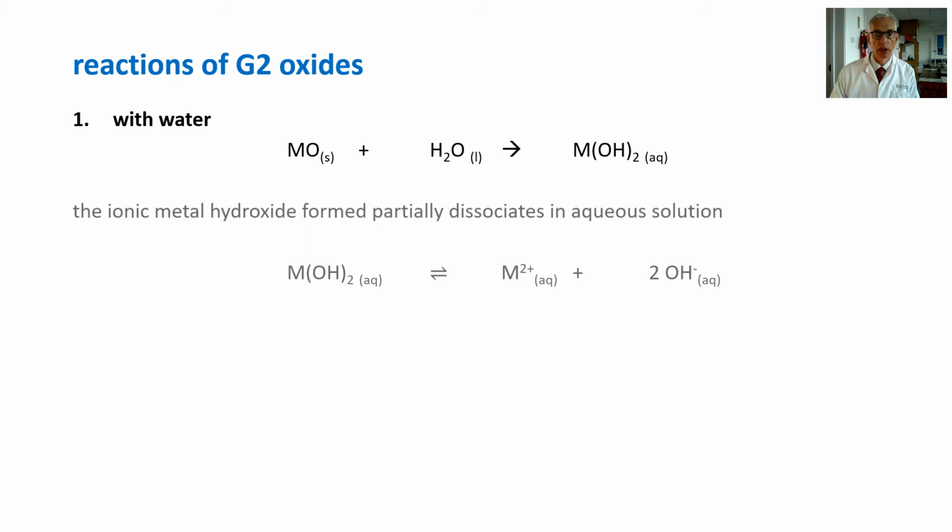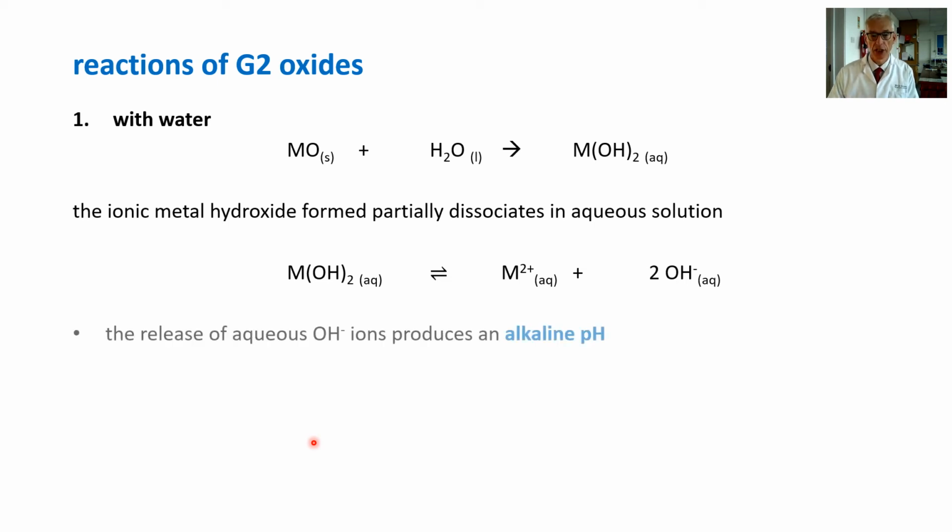Now, that ionic hydroxide will partially dissociate in aqueous solution. So we have our hydroxide on the left and our dissociated ions on the right. From your acid-base chemistry, you will know that the release of hydroxide ions into solution produces an alkaline pH.